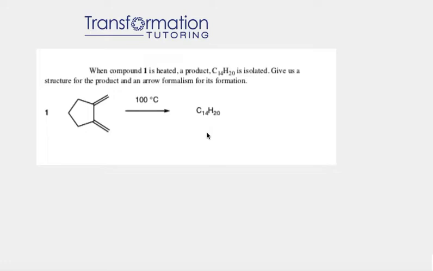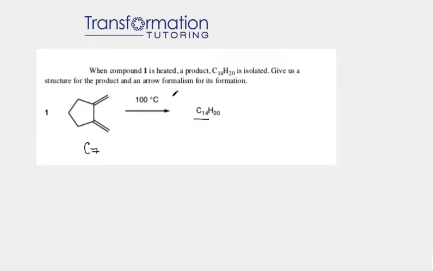Well, the first thing we can do here is look at the formula for the product as well as the reactant. The reactant has 5, 6, 7 carbons and the product has 14 carbons. How could it have that many more carbons? If you notice, 7 times 2 is 14, so it probably used 2 of these molecules.